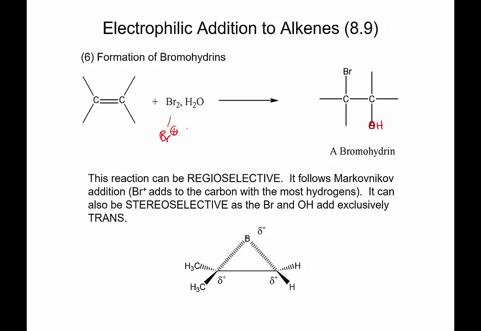So Markovnikov means the Br+ adds to the carbon with the most hydrogens, and the water adds to the other carbon, because it's the nucleophile. So here's my E+, here is my nucleophile. So Markovnikov, 100% trans. How do we explain this?